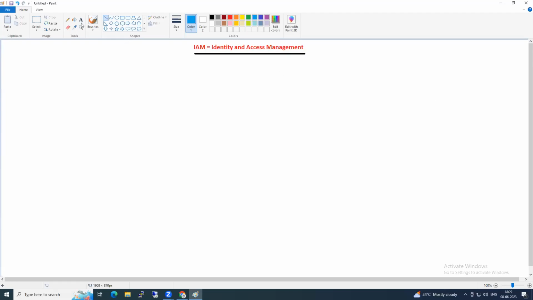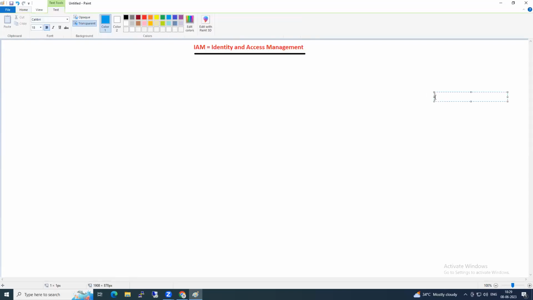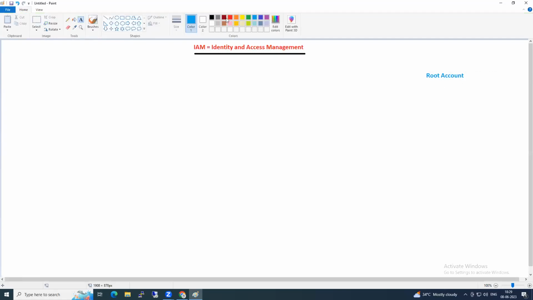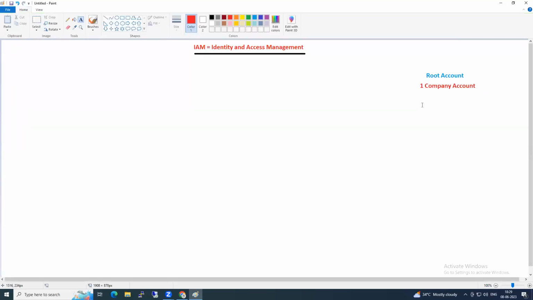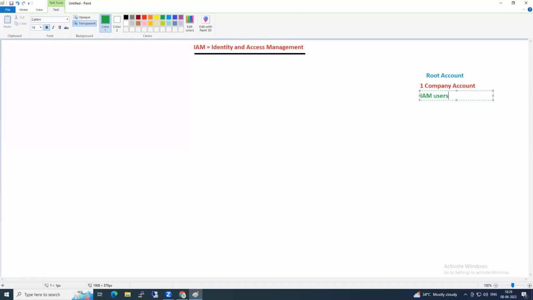So the company will have one root account. AWS, the company has a root account. One company account, and that account is called a root account. Inside the root account, what do we create? IAM users we create. Excellent. So I'll create IAM users.